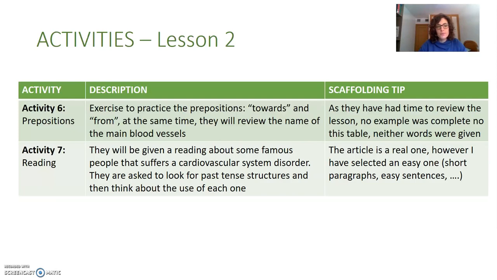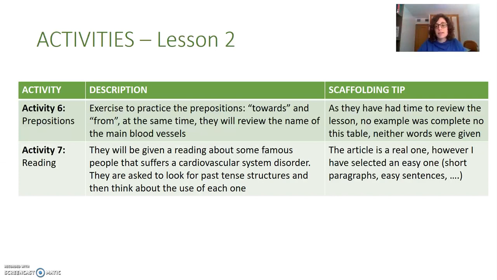During the second lesson, we will start with prepositions. They will make an exercise to practice towards and from. And also at the same time, they will review the name of the main blood vessels that we have already studied in the first lesson.